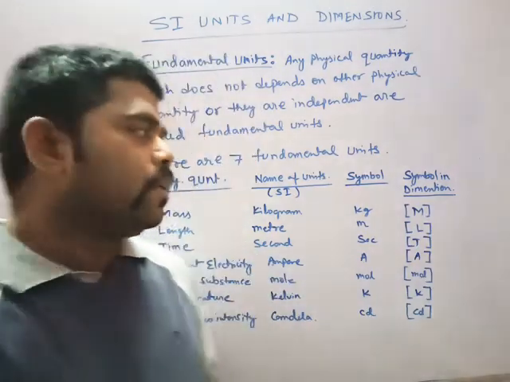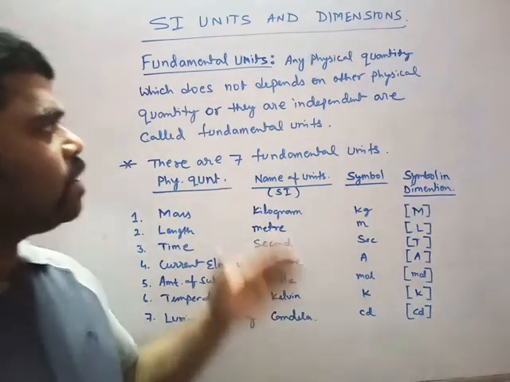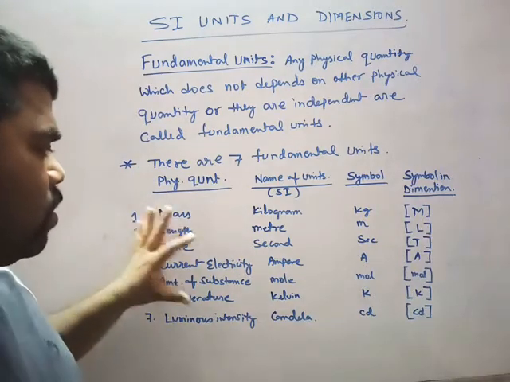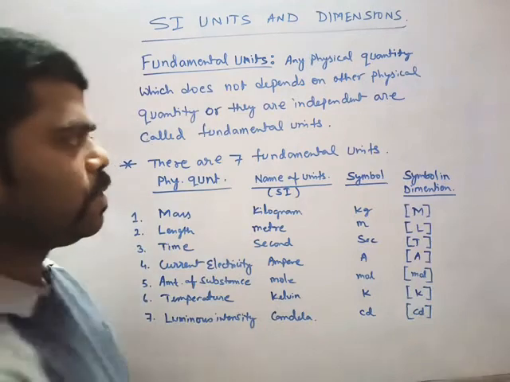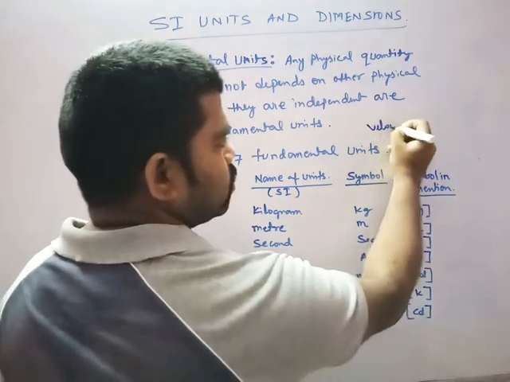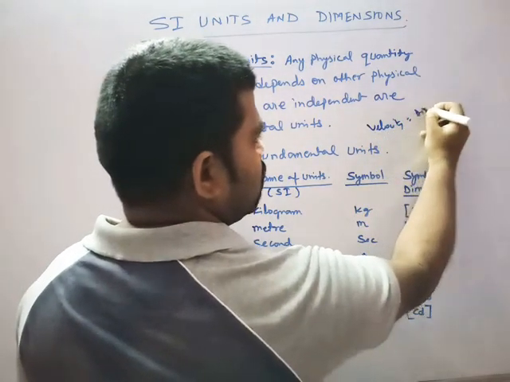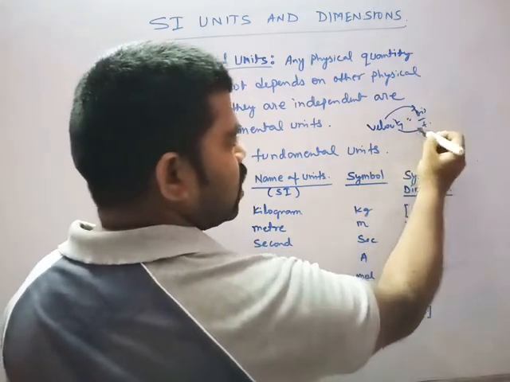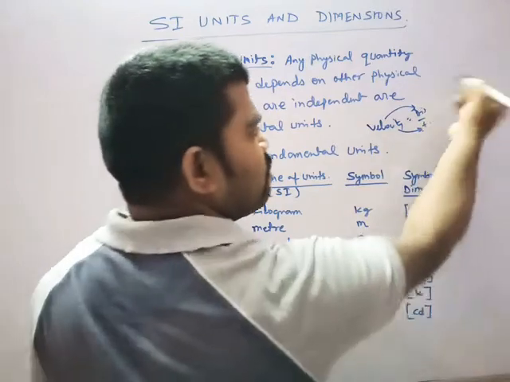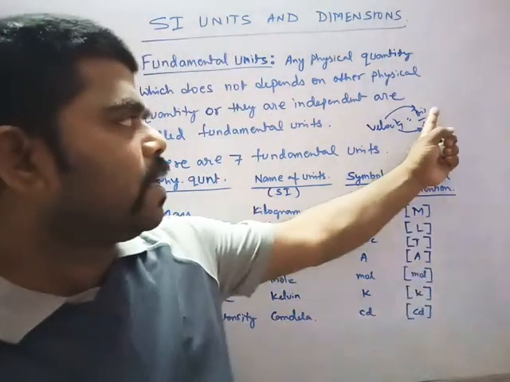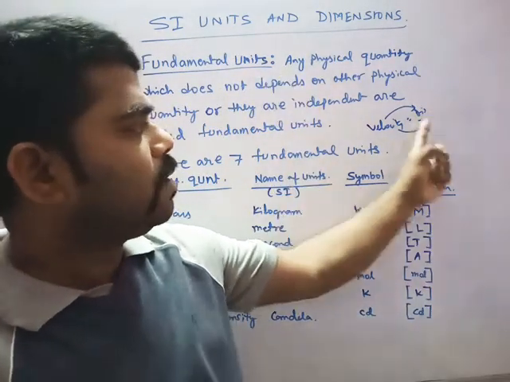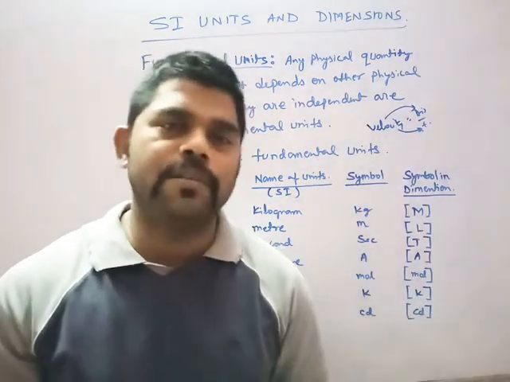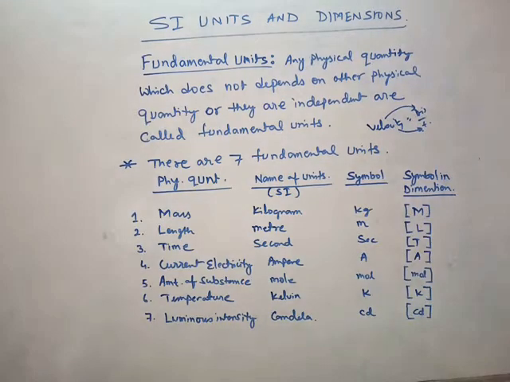Is it clear? It means very simple. Look here: mass, length, time, current, they do not depend on others. For example, velocity. Velocity is equal to what? Distance by time. This is a formula where velocity depends upon distance and time, but distance never depends on others. So what happened here? Distance is a fundamental, time is a fundamental, but velocity is derived. This is the difference. Clear?